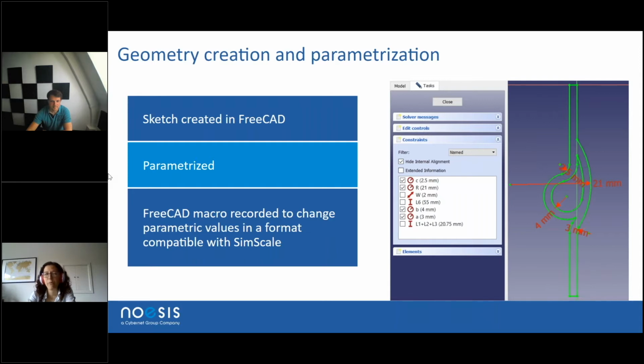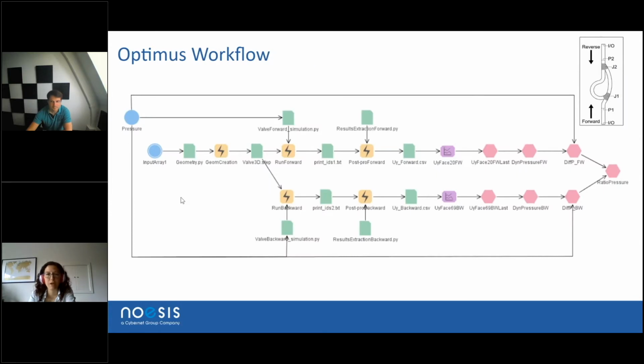The design has to be parameterized so that it can be automatically varied in Optimus. So a FreeCAD macro is recorded to change the parametric values into a format compatible with SimScale. And here's the Optimus workflow put together by my colleague Sophie.